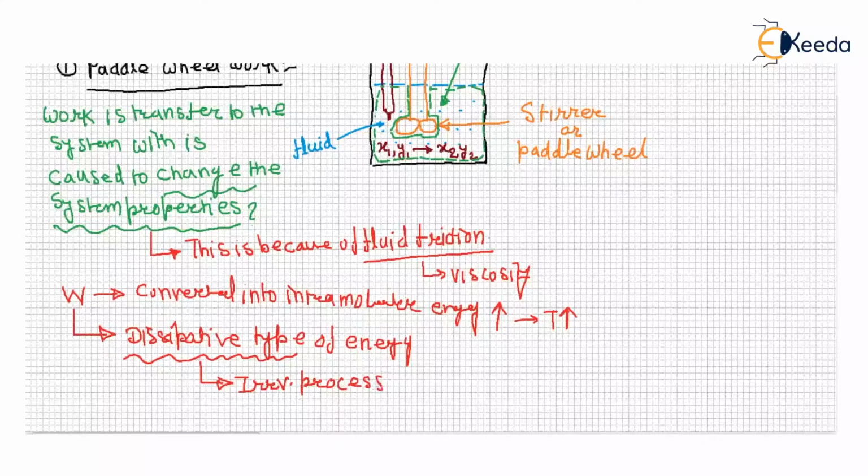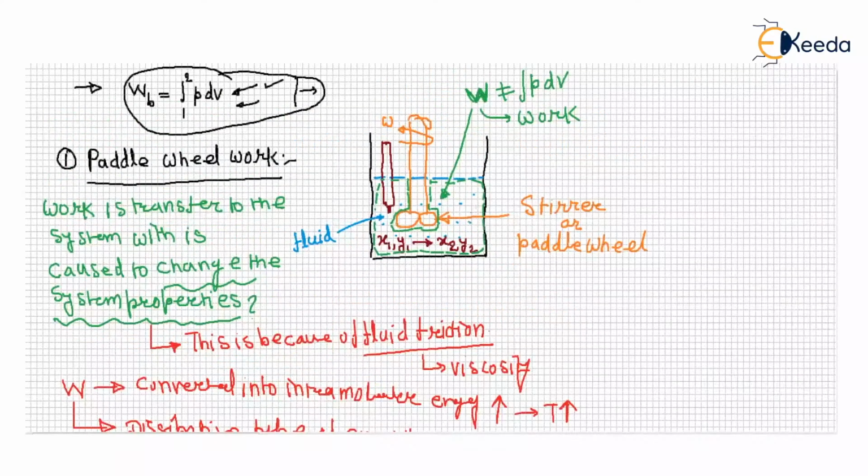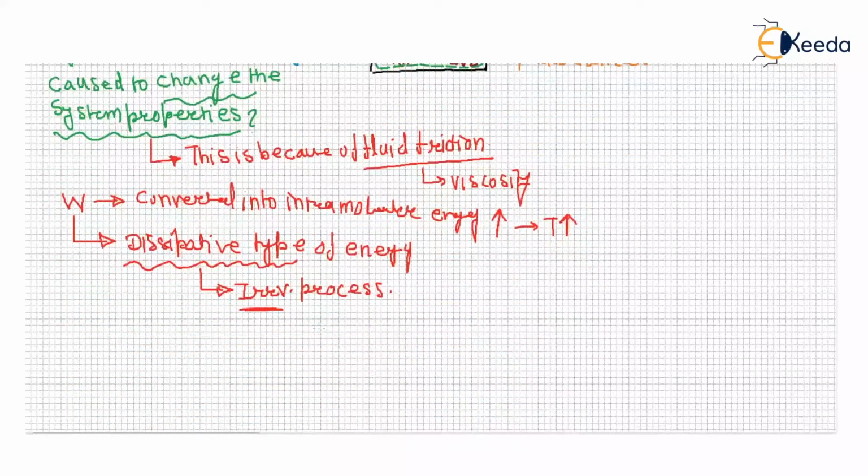When the energy dissipates during any process, that process is called an irreversible process. I will explain the irreversible process well in the second law, but for now just understand that when you are giving work to the system, this entire work is converted into its intramolecular energy, and intramolecular energy increases its temperature, so the fluid will heat up and its temperature will change. So this work is fully dissipated. When the energy is fully dissipated, this is called dissipative type of energy, and it is an irreversible process.